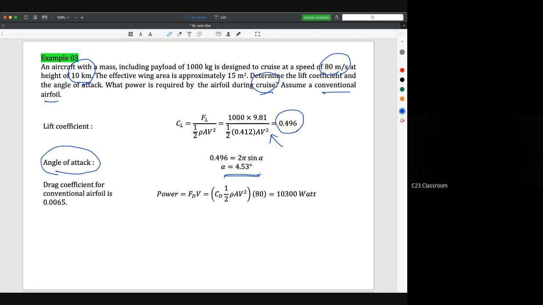And then the drag coefficient for the conventional airfoil is 0.0065. This is the common assumption if we talk about the conventional airfoil. Then we could calculate the power. The equation for the power is the drag force FD times velocity. We could calculate the drag force by using CD, the coefficient of drag, times 1 over 2 rho A V squared, and then we multiply by the velocity stated in the question as 80 meter per second. So we get around 10,300 watt.